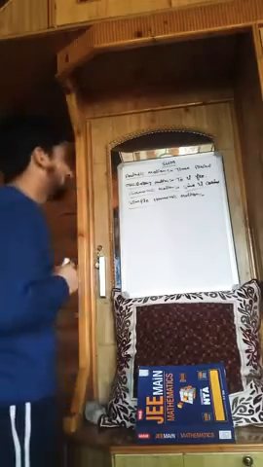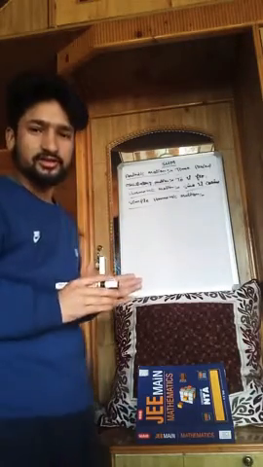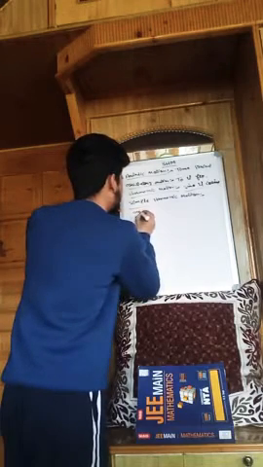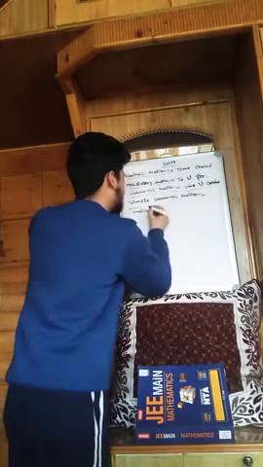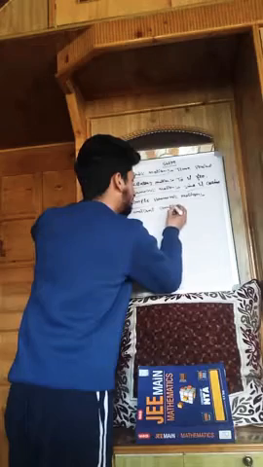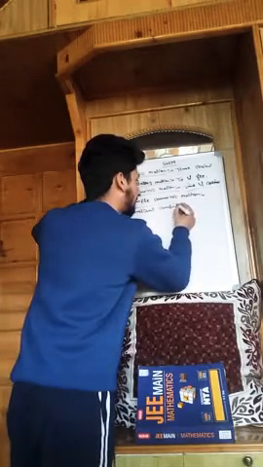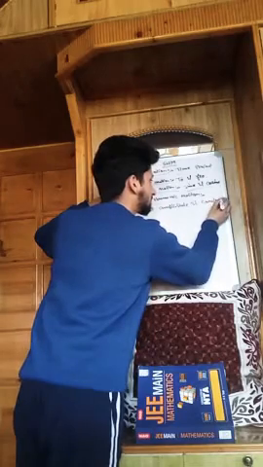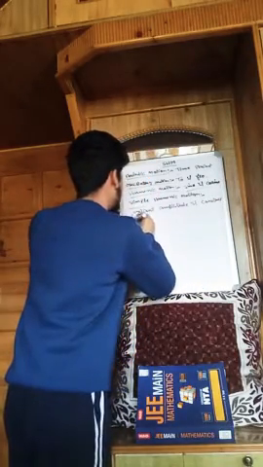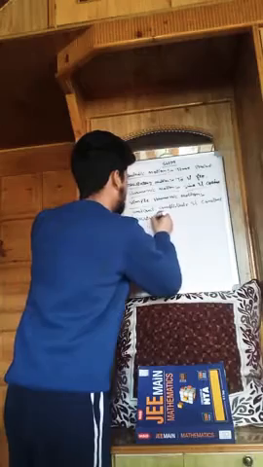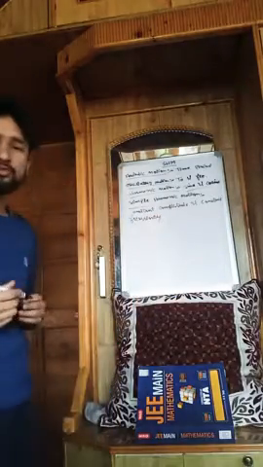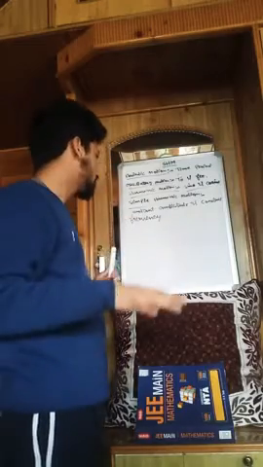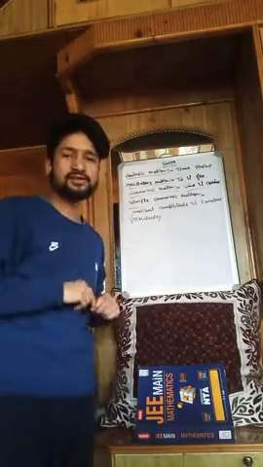In simple harmonic motion, there is constant amplitude and constant frequency. So simple harmonic motion is a sort of harmonic motion in which amplitude and frequency remain constant.